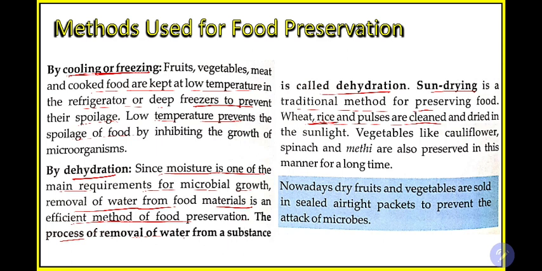So this process of removing water is known as dehydration, and sun drying is the most common. It is used for rice, wheat and pulses, as all of you know. Nowadays dry fruits and dry vegetables are sold in sealed airtight packets to prevent the attack of microorganisms. You have seen that dry fruits and dry vegetables are sold in small packets in which air cannot pass. For example, in chips also, air cannot pass in or out. There is some air inside, but the packet is sealed so that microbes cannot enter.